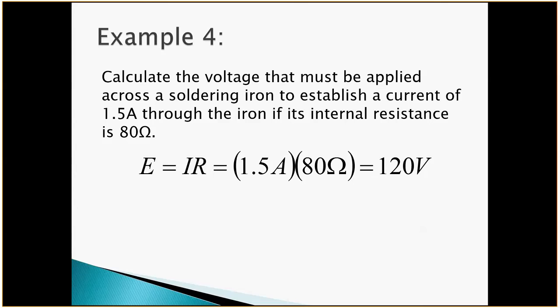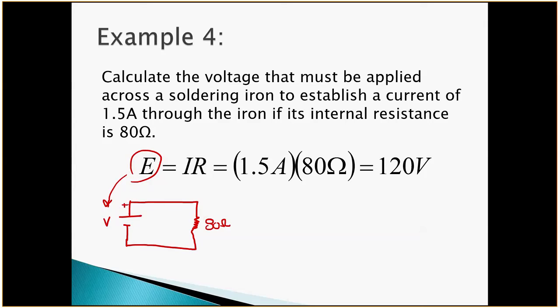Example number 4. Calculate the voltage that must be applied across the soldering iron to establish a current of 1.5 amps through the iron if the resistance of that iron is 80 ohms. So I'm going to go ahead and start drawing circuits here. So now I'm going to have some voltage applied. Notice I called it E because that's the correct way to do it. And it's going to go through some soldering iron that I'm going to represent as a resistor. And the resistor is 80 ohms.